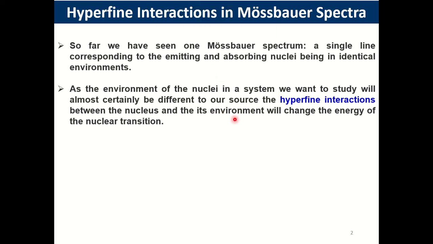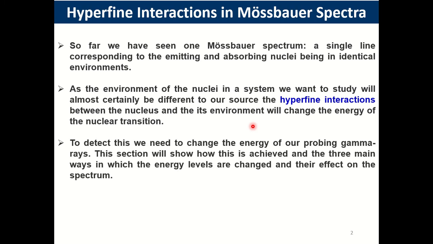Because the surroundings have changed, the nuclear energy levels also get slightly shifted. So we call this the interaction of the nucleus with its surrounding environment, and these interactions are called hyperfine interactions. So there is a slight change in the energy level due to this factor, and so the nuclear transition energy is also changed.